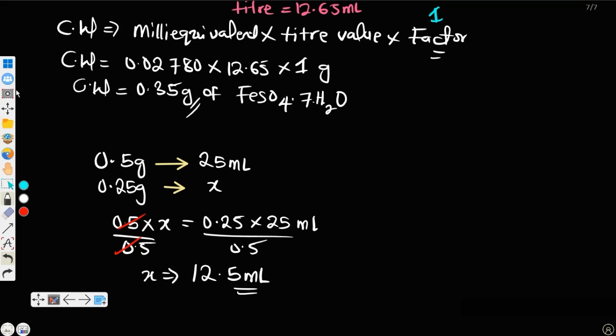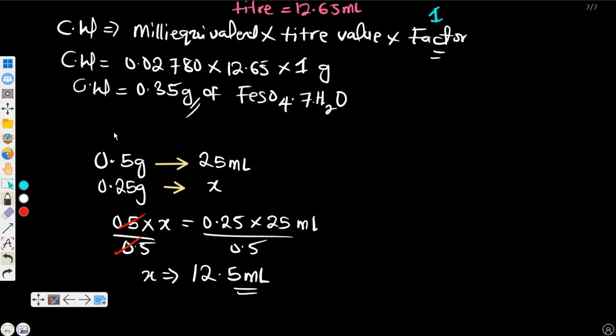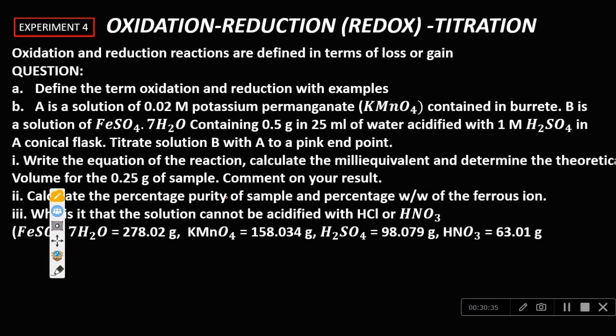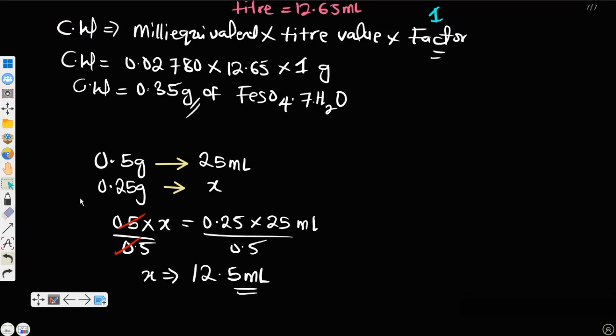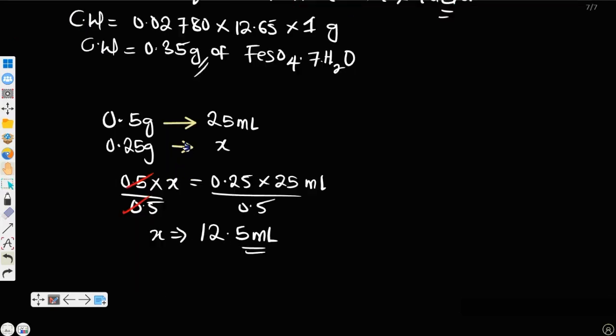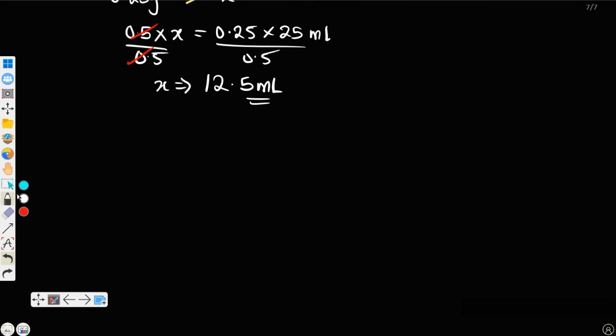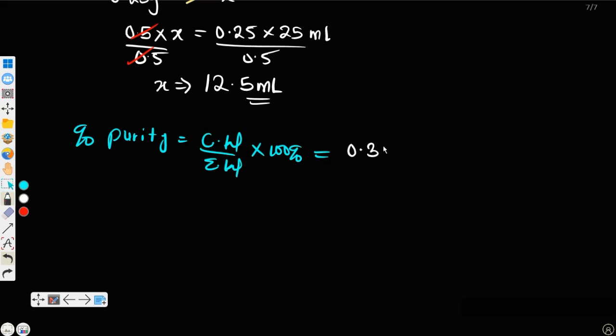Now the question says, calculate the percentage purity of the sample. Now percentage purity, what was the initial amount given? 0.5 gram, right? So you come here and say percentage purity. What is the formula for percentage purity from what we learned? Percentage purity is equal to what? Calculated weight over what? Expected weight. Don't go and write CW and that; make sure you write it out, times 100%. So calculated weight was what? 0.35 gram, right?